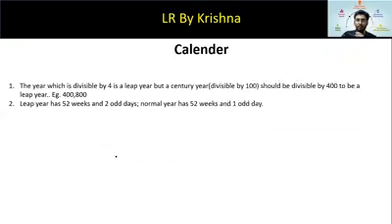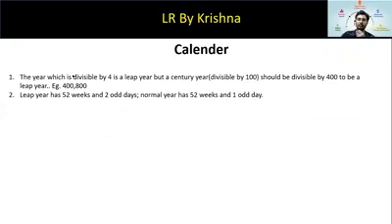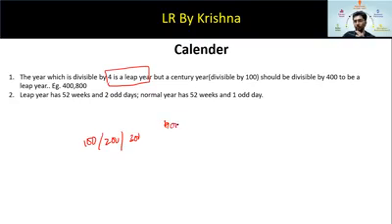Fine. The very first thing, what is a leap year? Any year which is divisible by 4 is a leap year. But if it is a century year, what is a century year? 100, 200, 300, year 1900, year 2000. Any year that is divisible by 100 is called a century year. So if a century year has to be a leap year, then it should be divisible by 400. It should be a multiple of 400.